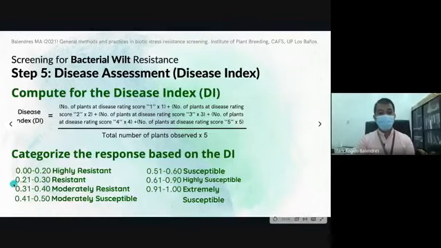Those with 0.0 to 0.3 are considered resistant, and 0.31 to 0.40 would be moderately resistant. For us, we always go with the highest resistance level as our parent material, but we still consider those that are resistant and moderately resistant because they might have some traits that are very important or commercially preferable. So we do keep them. We don't just focus on the highly resistant ones.